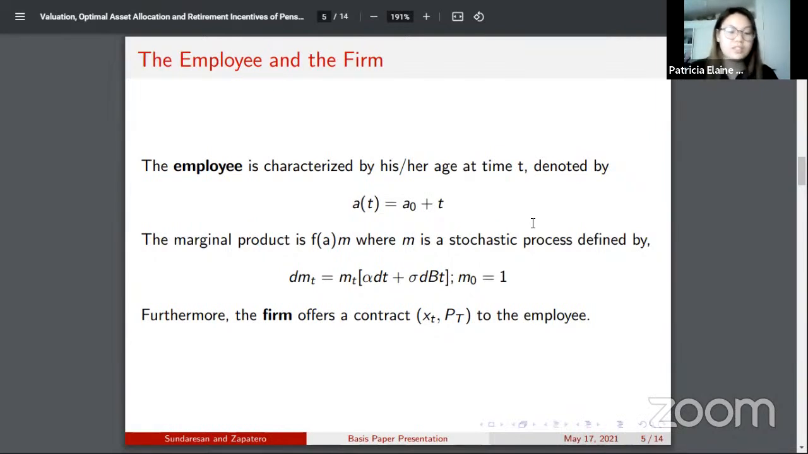Furthermore, in exchange for the contribution of the worker or the employee to the production in the firm, he or she receives compensation from two sources. That is x sub small t, or the salary paid to the employee as he or she continues to work for the company, and P sub capital T, or the pension benefits that accumulate over life but are ultimately paid at retirement, capital T.